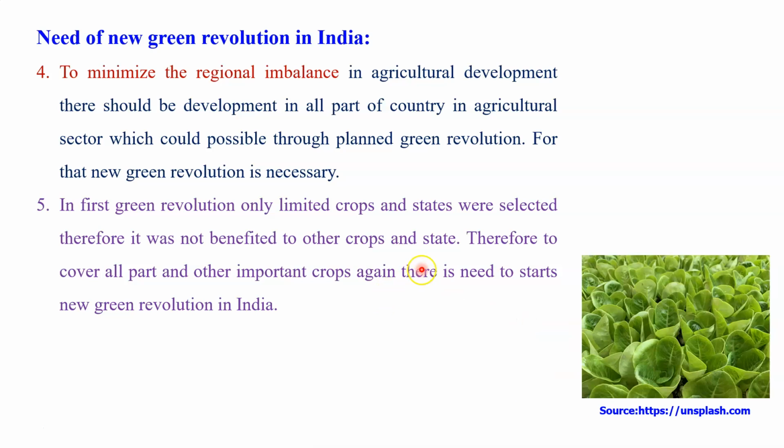And another important thing, various states were not involved in the first green revolution, but now there is a need to include all parts of all states of India so that they also get benefit from this green revolution. And for that purpose, we want to start a new green revolution that can be beneficial for each and every crop that we cultivate in the agriculture field, and also all the states of India that are part of our country.